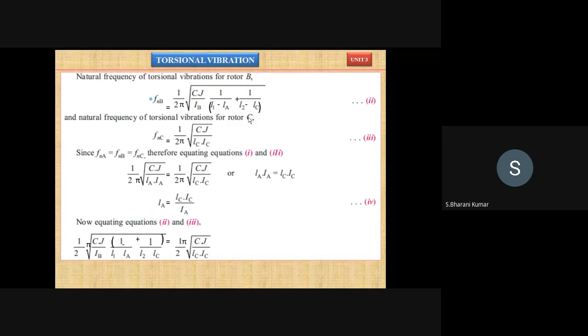But formulas are very important. Make a note of these formulas. It will be given in the book also, the same thing. Go through the book also.